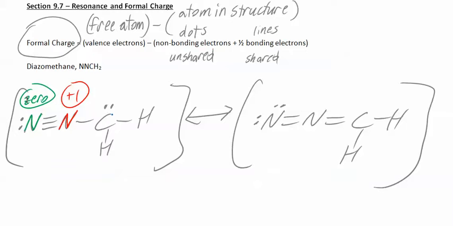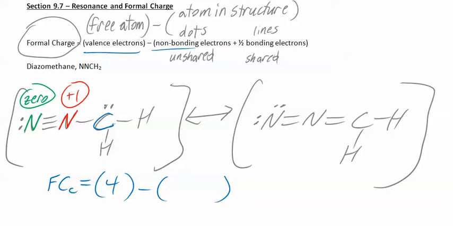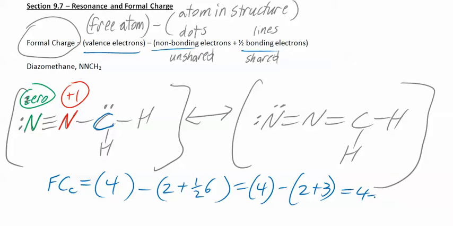Now we can move over to the next atom, this carbon that I've highlighted in blue. To calculate its formal charge, it would have 4 valence electrons if it were by itself. It has 2 non-bonding, 2 dots. And if we take half of the bonding, the lines represent 2, 4, 6, so half of those 6. 4 that it would have by itself, minus 2 and 3 that it has in the structure. 4 minus 5 is minus 1. The formal charge on that carbon is -1.